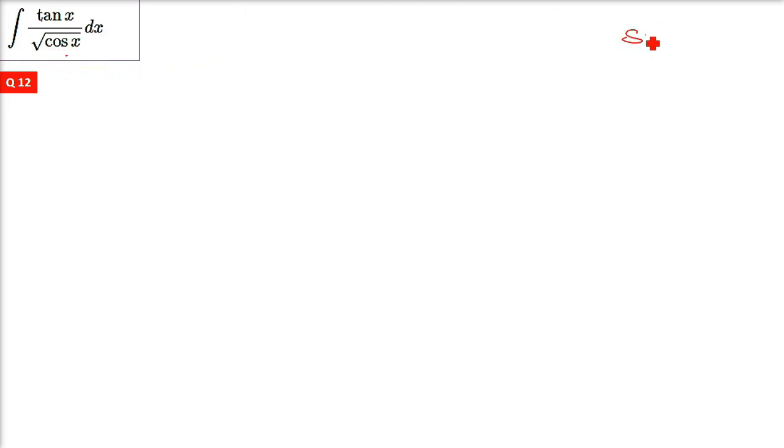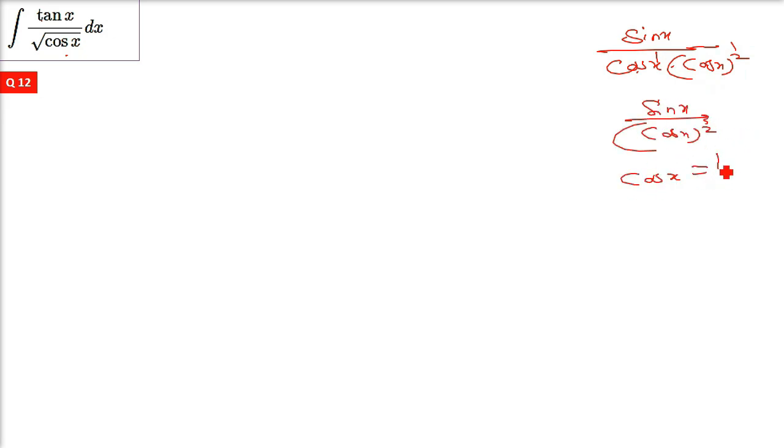So this tan x I am writing as sin x by cos x. Under root cos x we are writing as cos x to the power half. So cos to the power 1 and cos to the power half, 1 plus half gets added, it will be 3 by 2, similar to the previous question. So cos x equals t, dt by dx will give you minus sin x. Cos x differentiation is negative sin x. So this dx goes on the right hand side, negative can be taken on the left hand side. So negative dt equals sin x dx.